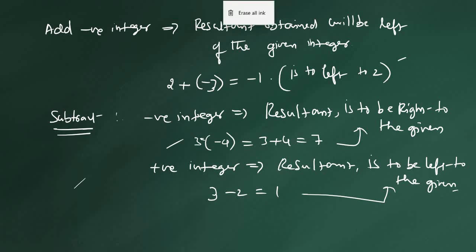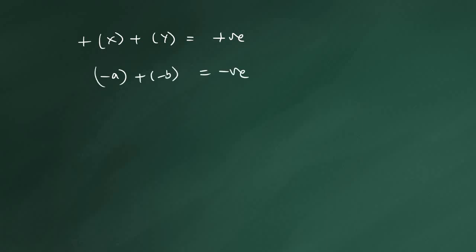Okay, another thing we will check. The sum of two positive integers is always positive, and the sum of negative integers is always negative. So the sum of positive integers is always positive, the sum of negative integers is always negative. This is one point we can learn from the number line.